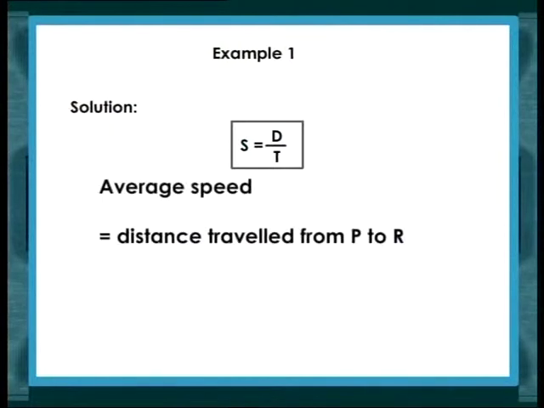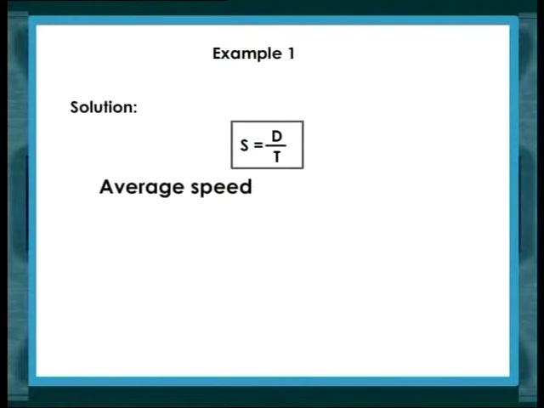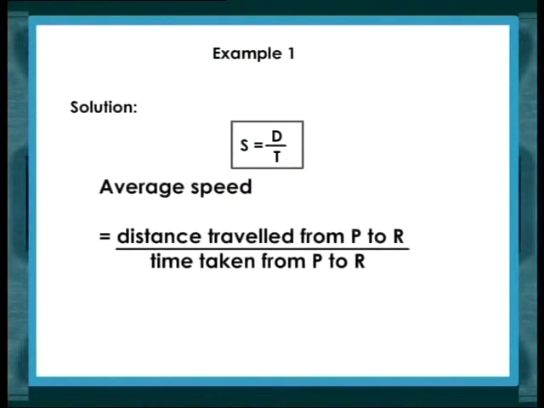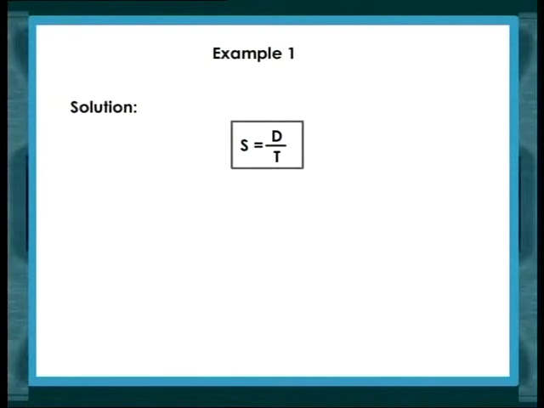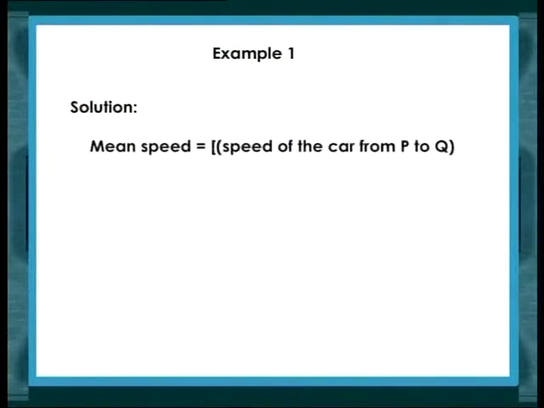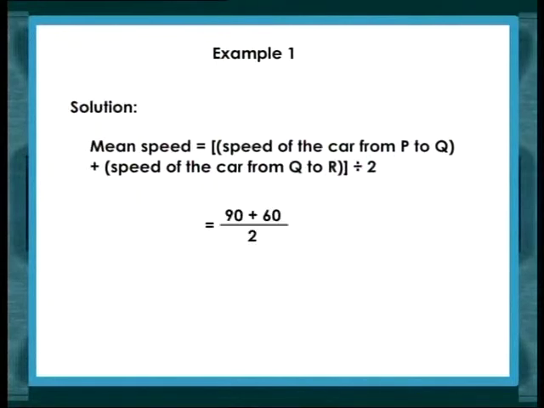Average speed equals distance traveled from P to R divided by time taken from P to R equals 180 plus 240 divided by 2 plus 4 equals 70 kilometers per hour. Mean speed equals speed of the car from P to Q plus speed of the car from Q to R divided by 2 equals 90 plus 60 divided by 2 equals 75 kilometers per hour.